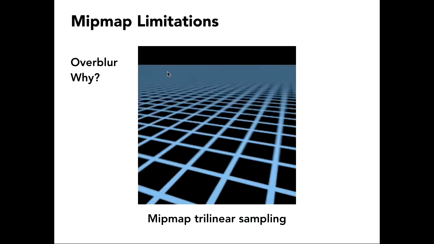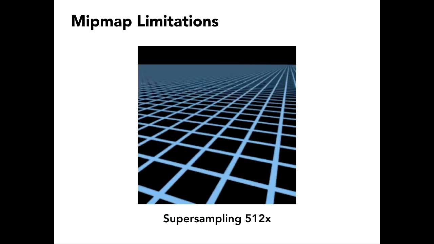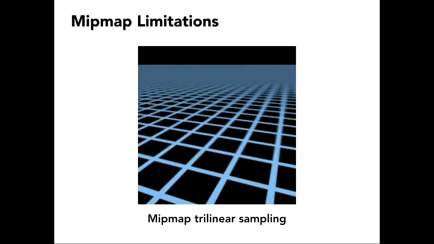Why would it be over blurred in that region compared to super sampling? Why do you think it's blurred more than super sampling? Anyone have a thought on that? Say again? Yeah, everything at this distance high up here is getting projected to a very high level on the MIP, or very low resolution version of the image. It's all getting blurred out. Okay, that's exactly what's going on. Why is it being estimated like this?